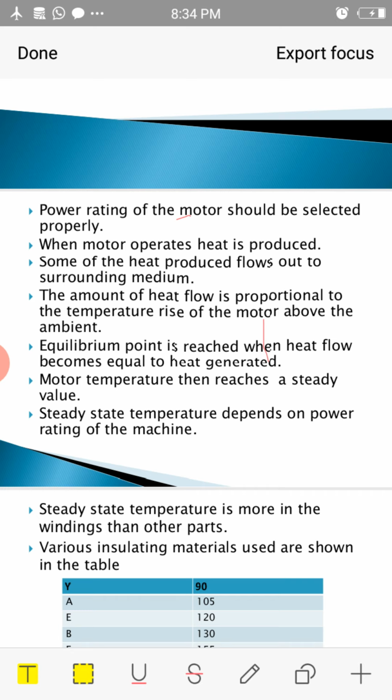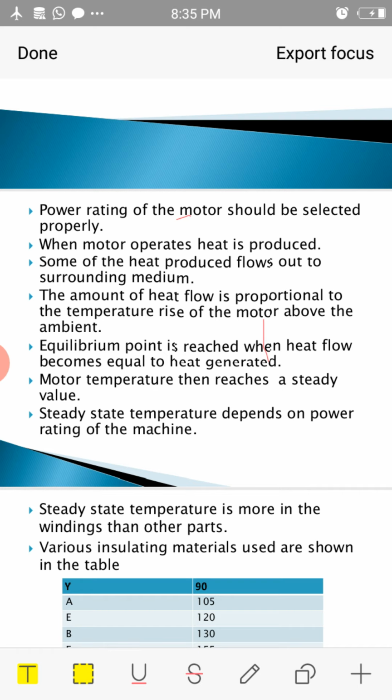In a similar way, instead of using a proper rating, if we choose a motor which has a higher rating than required, then what happens? It is going to have a higher initial cost, and since the motor is operating below the rated value, its efficiency will be less. As well as, you know that induction motors and synchronous motors, when operated below the rated value, are going to have a very low power factor. So this is a disadvantage of using a rating of the motor higher than the required one.